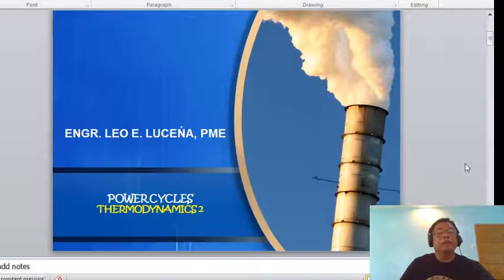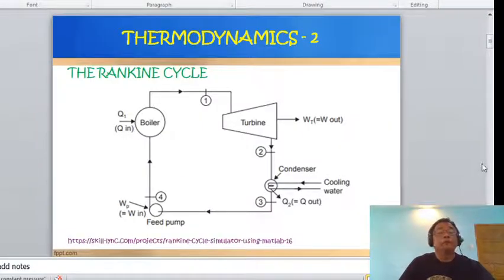So by this time, I will show to you the flow of the Rankine or the basic Rankine cycle and the basic diagram. So in this topic class, we'll notice that the simple Rankine cycle is like this. Of course, it is composed of the boiler. We have here the turbine, the condenser, and then the pump.